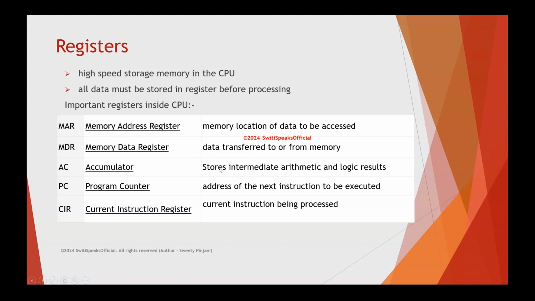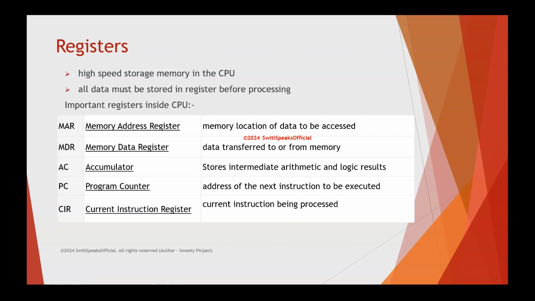Then we have the accumulator. There will be a lot of arithmetic and logical operations which you need to perform, and there will be some intermediate results. All these intermediate results of arithmetic and logic operations are stored inside the accumulator. Then we have PC, which is the program counter, a very important register. It holds the address of the next instruction which you will be executing. Then we have CIR, the current instruction register. It will hold the current instruction which is being processed.